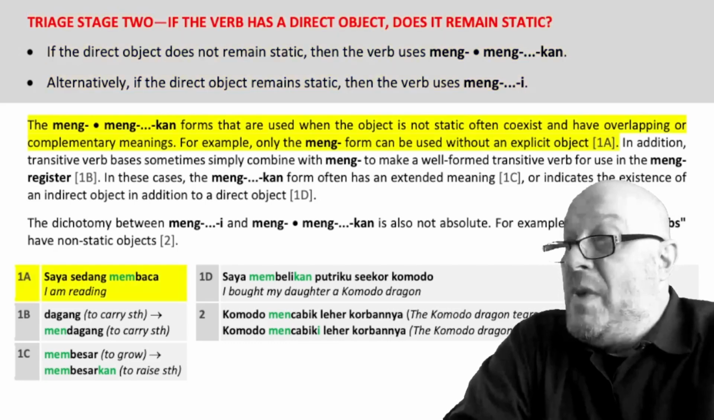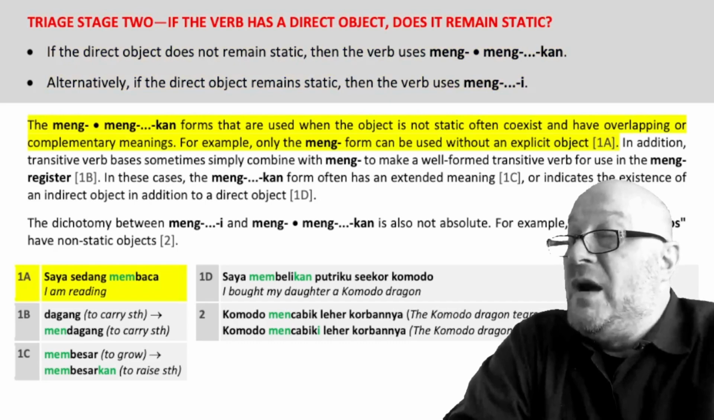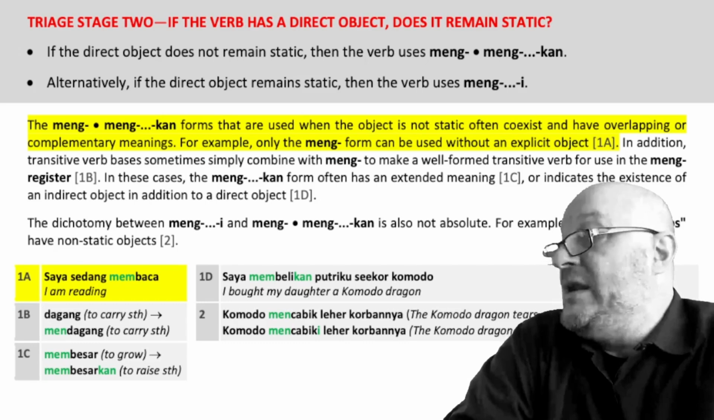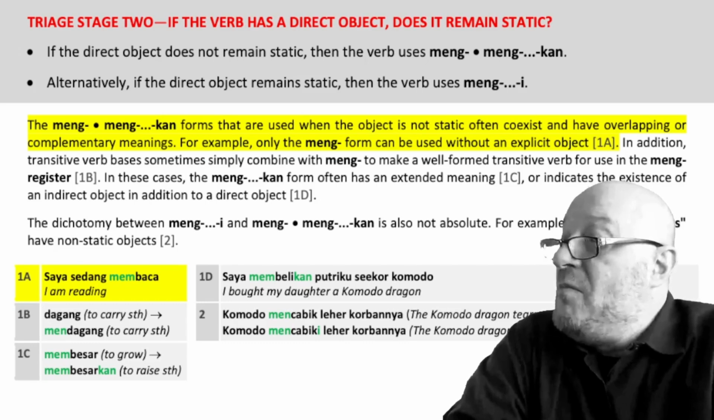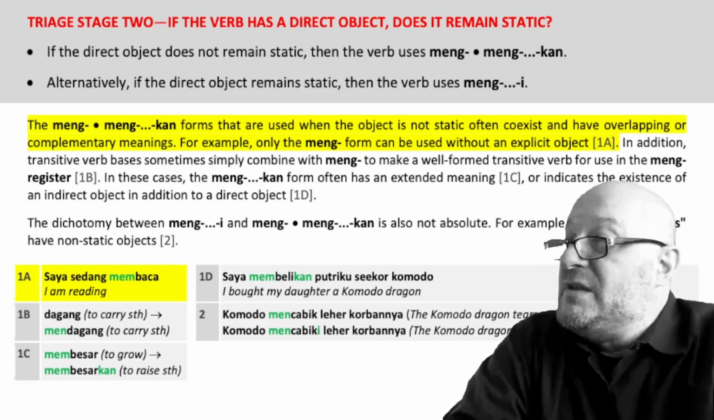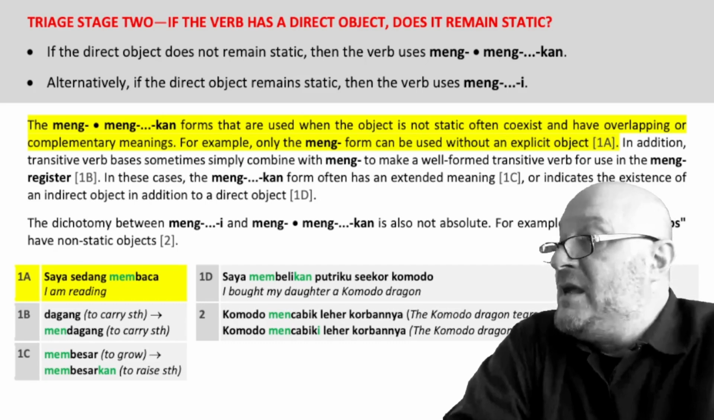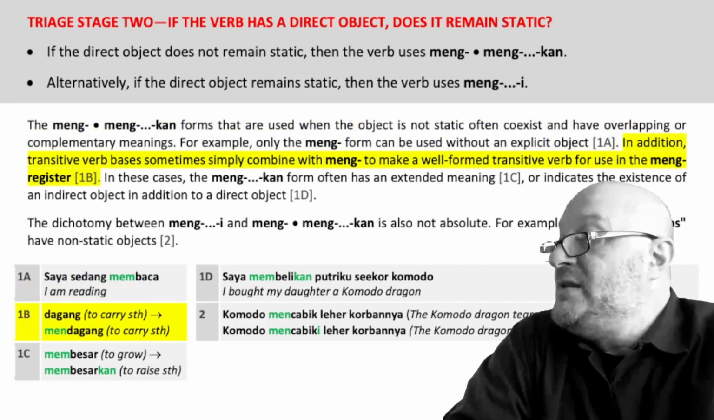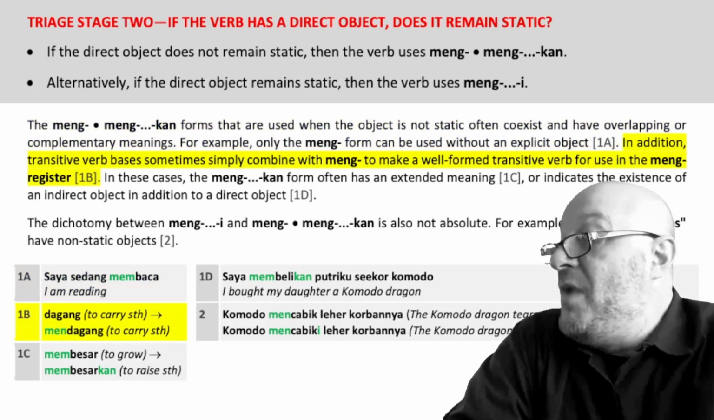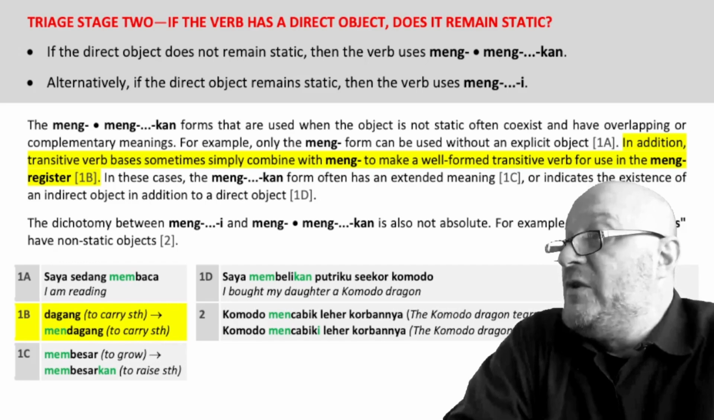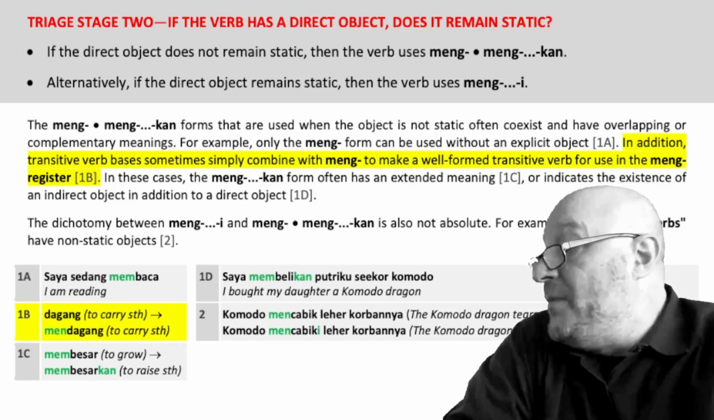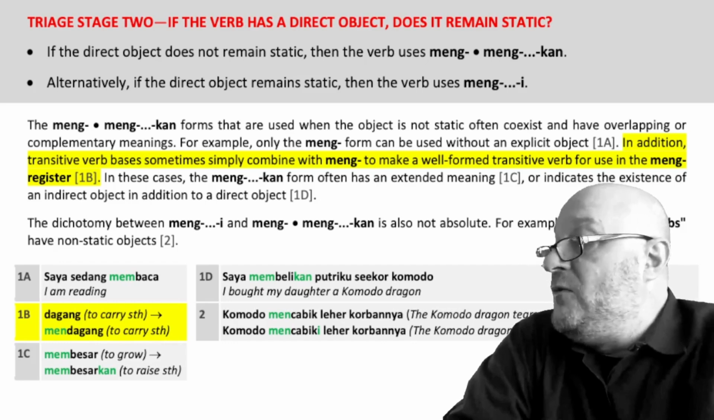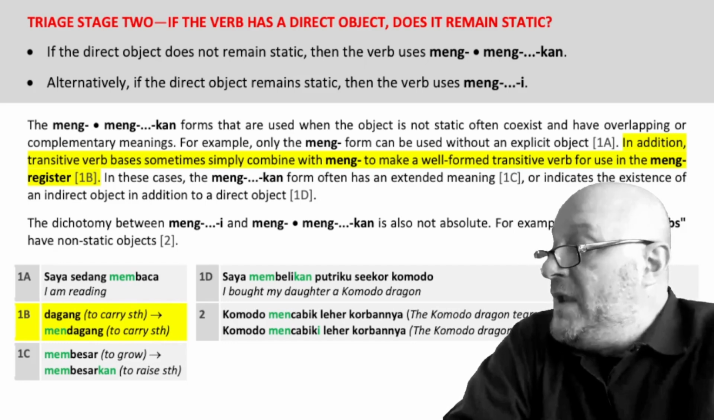The meng and meng-kan forms that are used when the object is not static often coexist and have overlapping or complementary meanings. For example, only the meng form can be used without an explicit object. Example 1a, saya sedang membaca. In addition, transitive verb bases sometimes simply combine with meng to make a well-formed transitive verb for use in the meng register. Example 1b, dagang, to carry something, turns into the well-formed meng register mendagang.